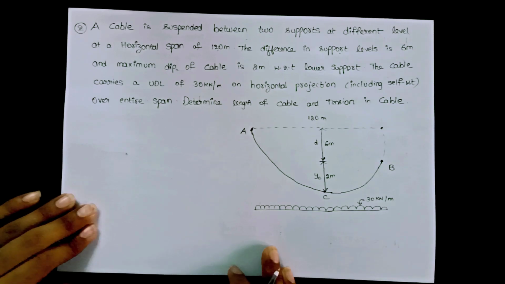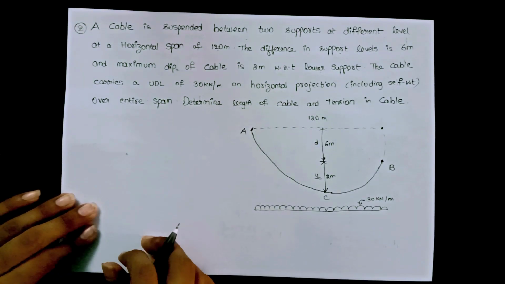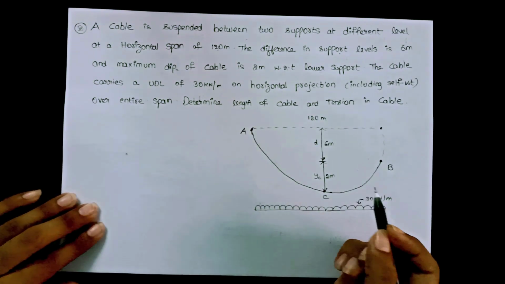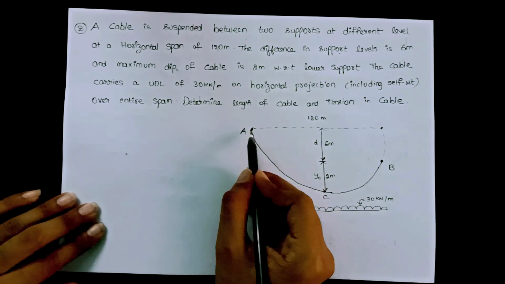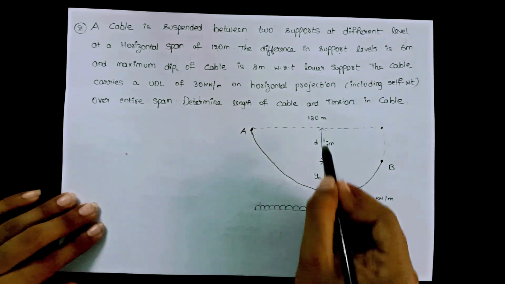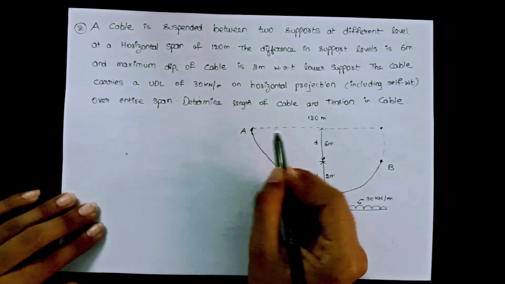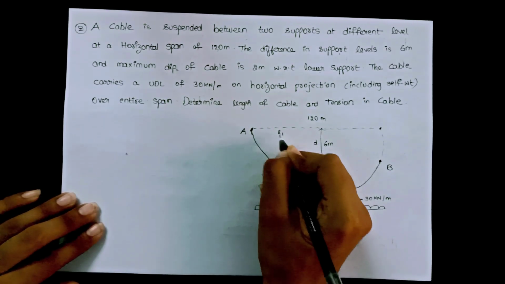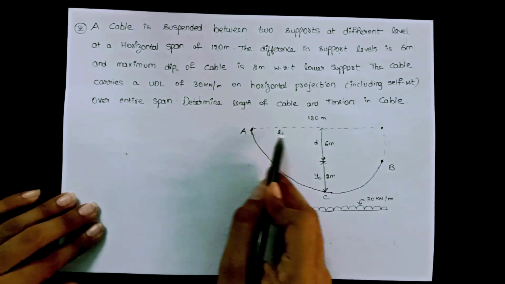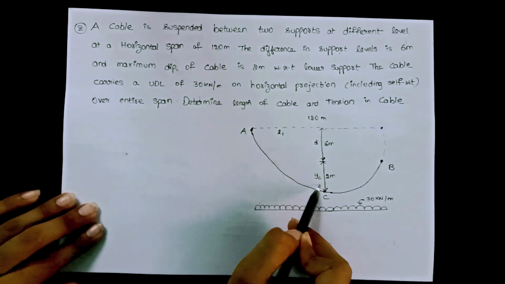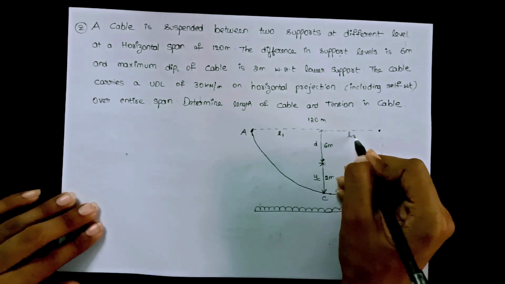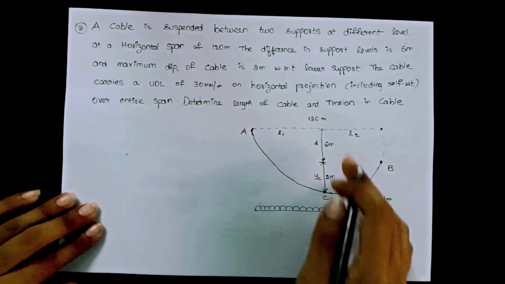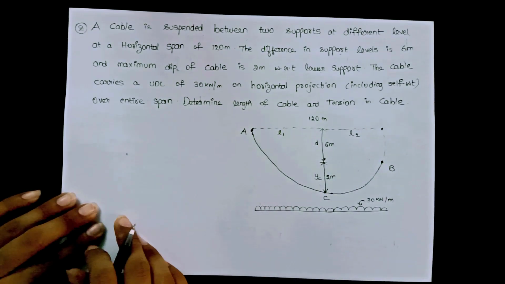So now we have to determine the length of the cable and the tension in the cable. Before calculating the length of the cable, consider the horizontal length between A and C. This horizontal span I am taking as L1. The horizontal span between A and C is L1 and the remaining span is L2. That means from B to C, the horizontal distance is L2.